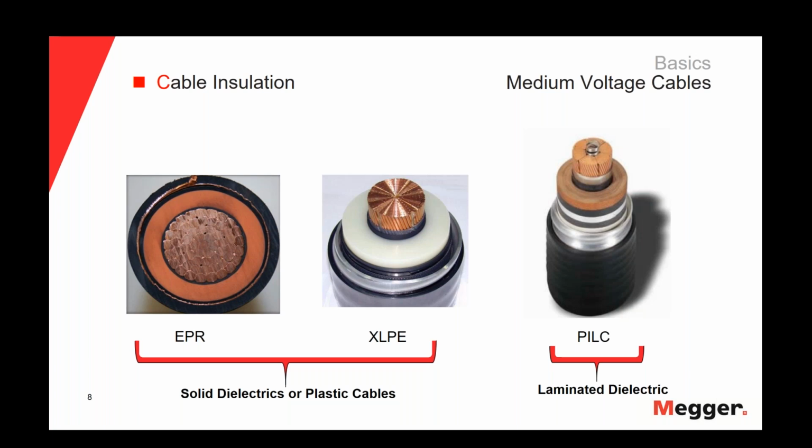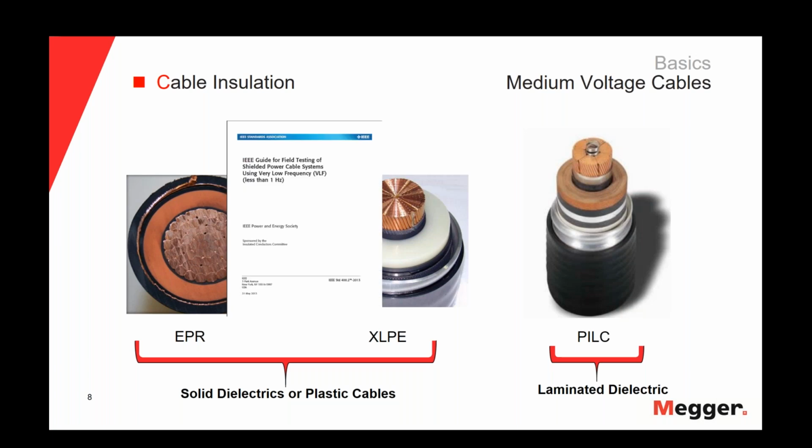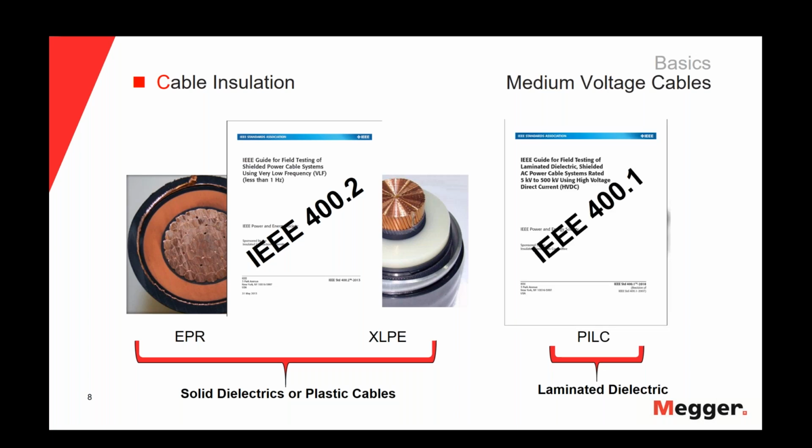In terms of the tests that we do for this kind of insulations, we have the IEEE 400.2 for the VLF test in solid dielectrics, or in insulations such as the EPR and the XLPE. And for the paper insulated cables, we have the IEEE 400.1. We can also use the VLF to test paper insulated cables, but of course it's very well known that we cannot use any longer the high pot DC in EPR or XLPE insulations.